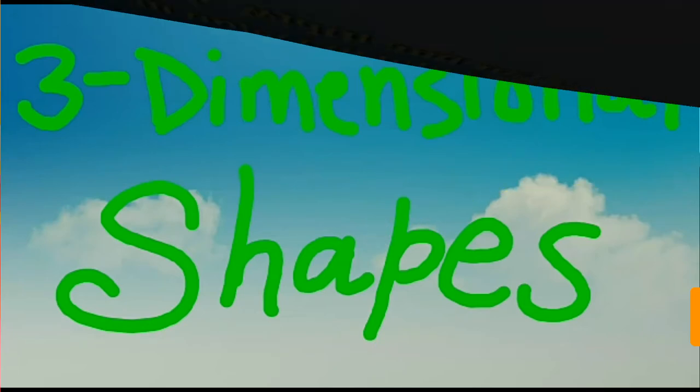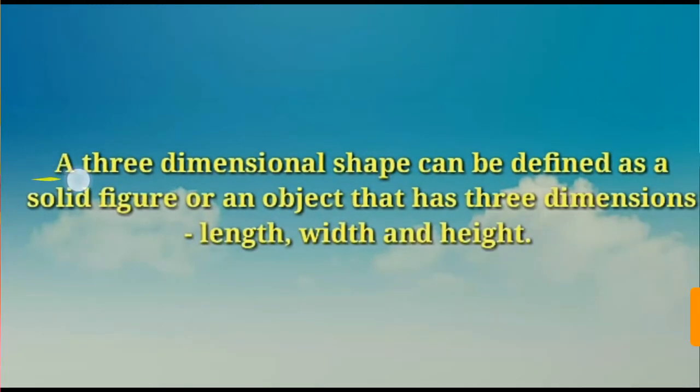A three-dimensional shape can be defined as a solid figure or an object that has three dimensions: length, width and height. So dear students, 3D shapes are solid figures, and 2D shapes are plane figures. In this we will see three dimensions of these shapes: length, width and height.